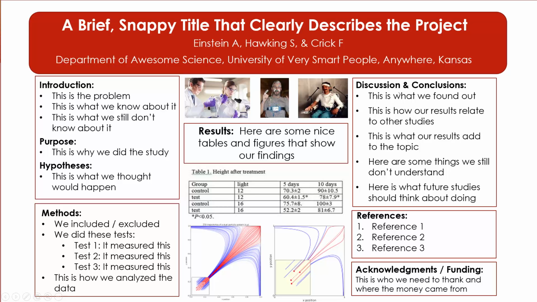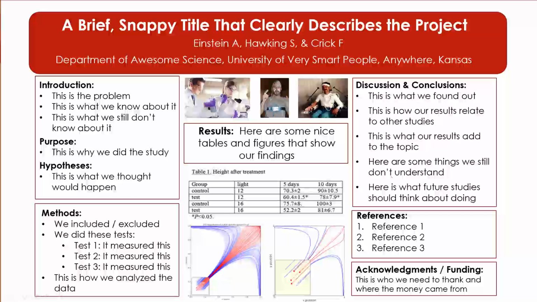Here's our discussion and conclusions. This is what we found. This is how our study relates to other studies. This is how our results are similar to other studies, as well as how they are different from other studies. And here's why they may be different. This is what we, as researchers, are adding to the topic and to the scientific literature.